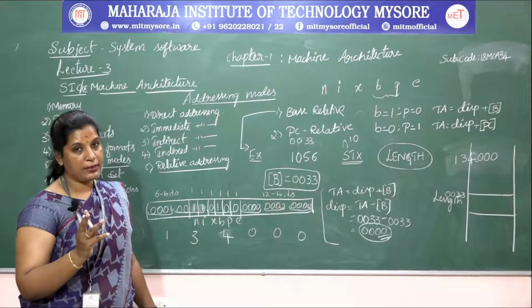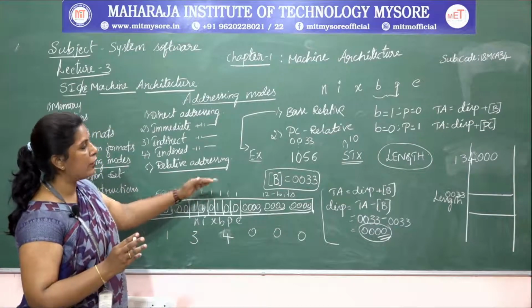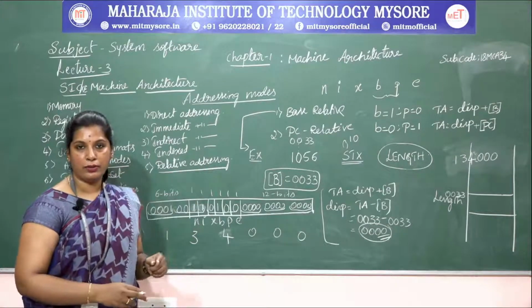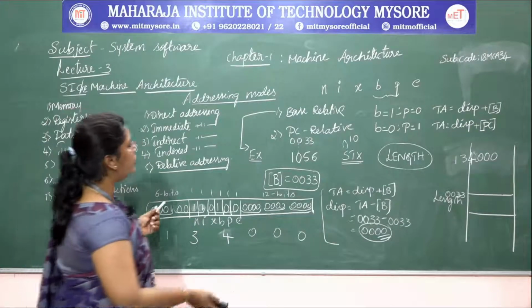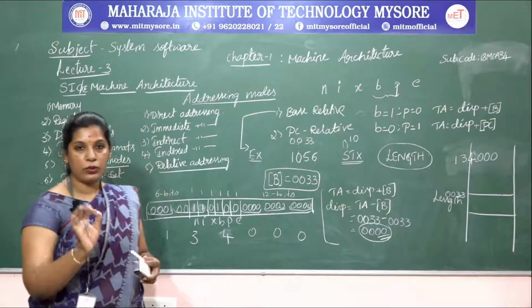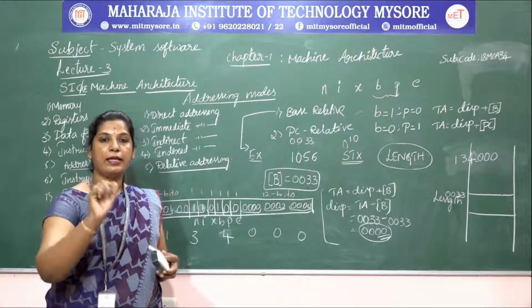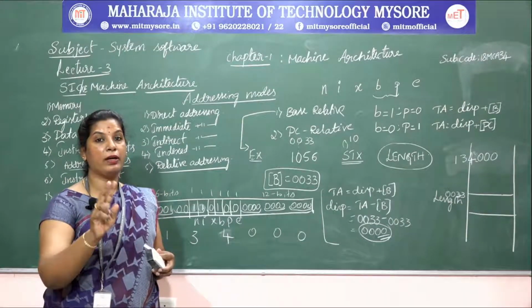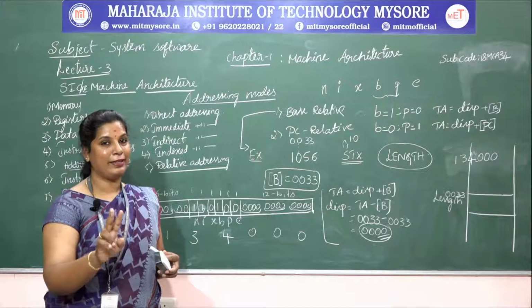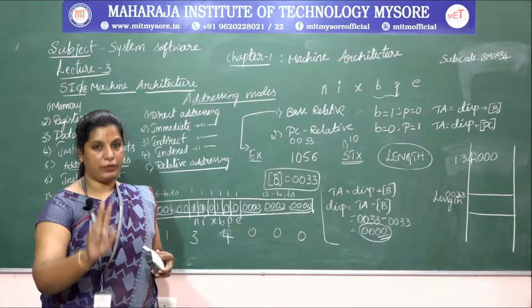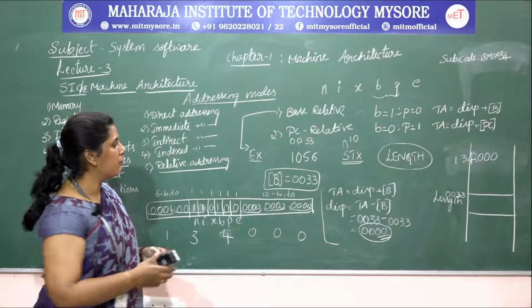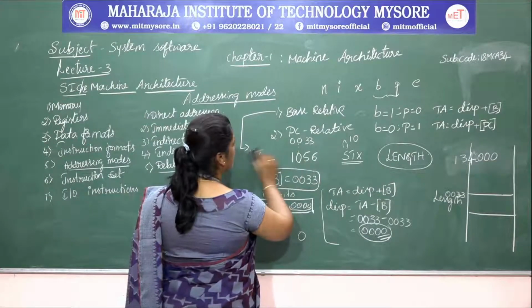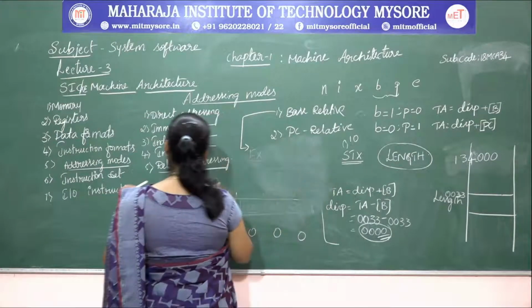It is 3 bytes. So this is how we can calculate the base relative addressing mode. So next, the program counter relative addressing mode. Please do remember, the assembler tries to get an object code by using the program counter relative addressing mode first. If it is not possible, then it will go with base relative addressing mode. So next, we will discuss the program counter relative addressing mode.